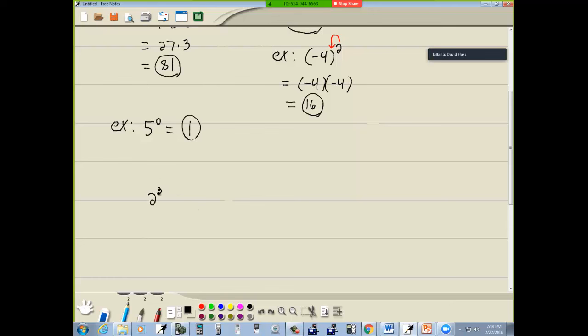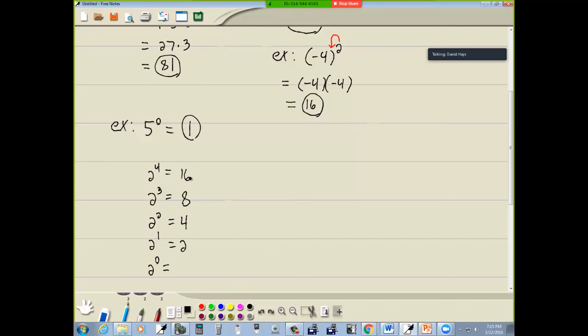if I look at 2 to the 3rd, that's 2 times 2 times 2, which is 8. 2 squared, 2 times 2 is 4. 2 to the 1st is 2. 2 to the 4th is 16. Going up, I got 2 times 2 is 4. 4 times 2 is 8. 8 times 2 is 16. 16 times 2 would be 32 for the next one.